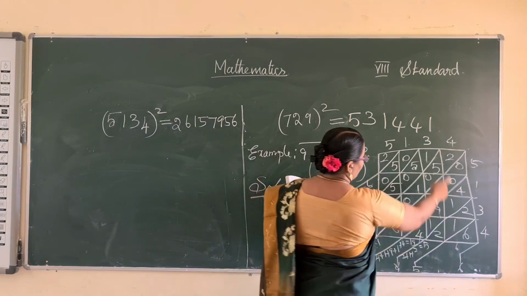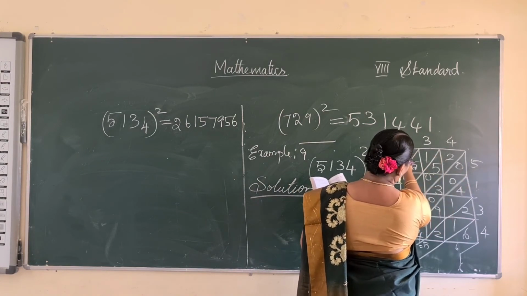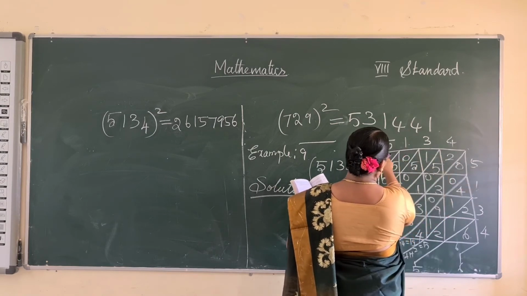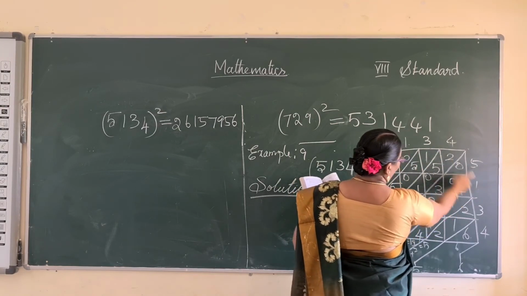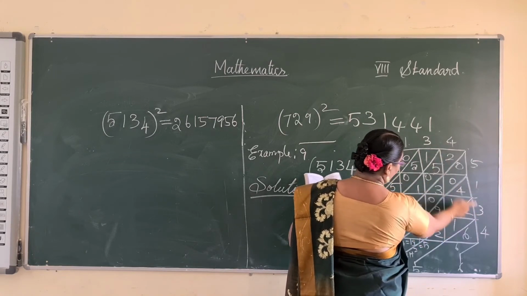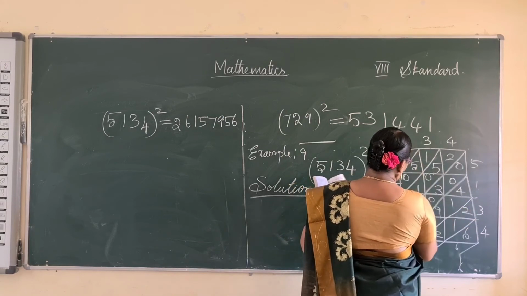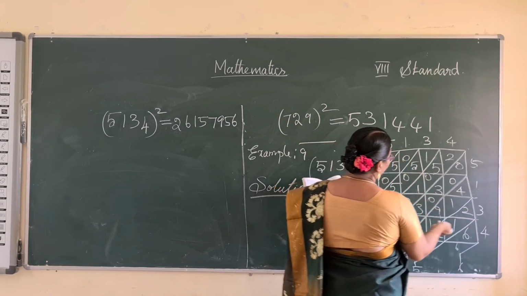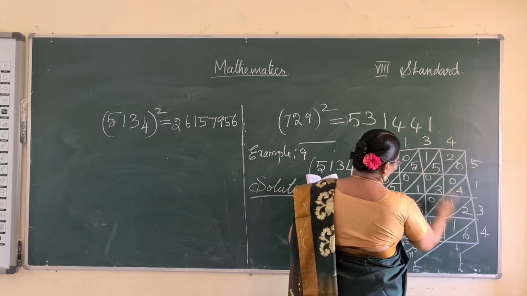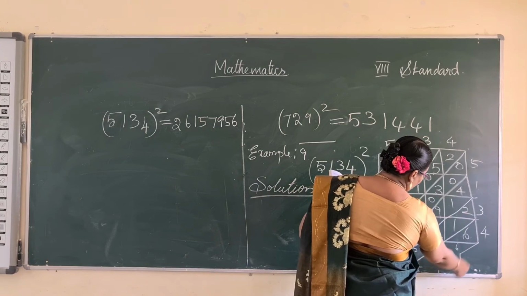Okay, so carefully write. 5 4s are 20, 5 3s are 15, 5 1s are 5, and then 5 5s are 25 again. So 1 table multiply. So 5 1 3 4. After multiply 3 table. 3 4s are 12, 3 3s are 9, 3 1s are 3, 3 5s are 15. And then 4 table, 4 4s are 16, 4 3s are 12, 4 1s are 4, and 4 5s are 20. Add this value 6.